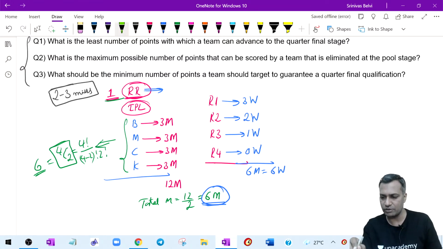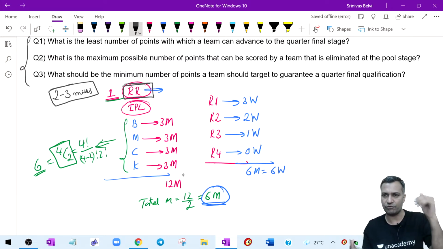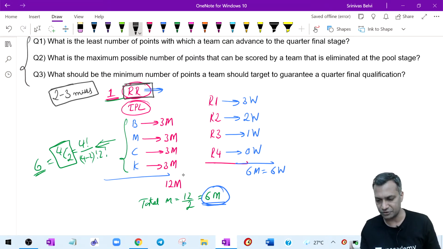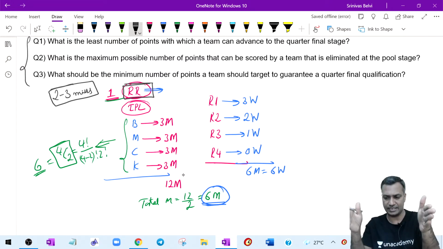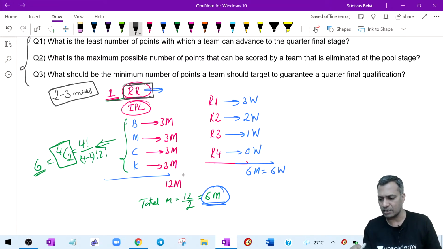What is that? The moment we say round robin, who wins, who loses doesn't matter. Irrespective of whether you win or you lose, you play against every other team once. That is called a single round robin. Technically, in the world, double round robin is what is generally followed, but that doesn't matter to us. We'll go by what would be stated in the exam. We'll analyze from a single round robin set.